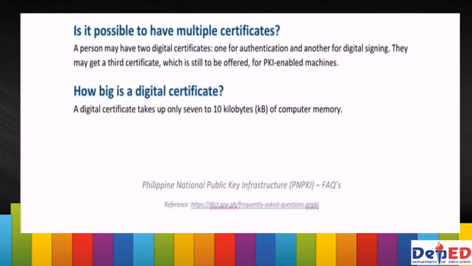The next question is, is it possible to have multiple certificates? The answer is, a person may have 2 digital certificates, one for authentication and another for digital signing. They may get a third certificate, which is still to be offered for PKI-enabled machines. The next question is, how big is a digital certificate? A digital certificate takes up only 7 to 10 kilobytes or KB of computer memory.